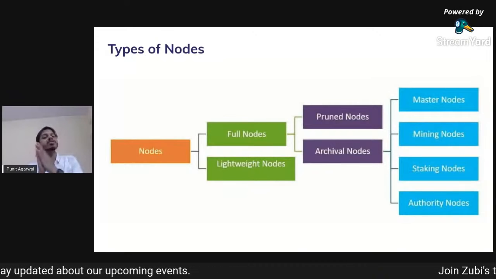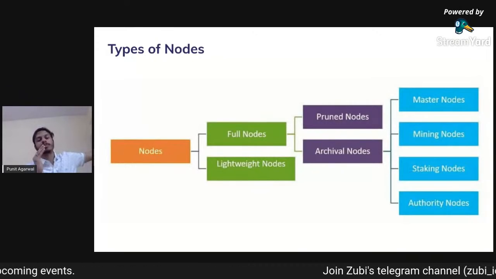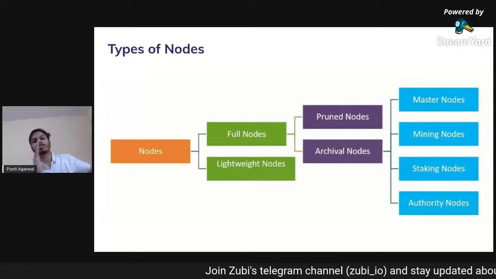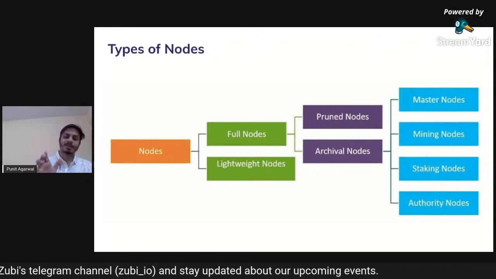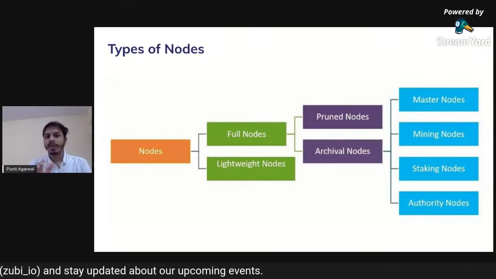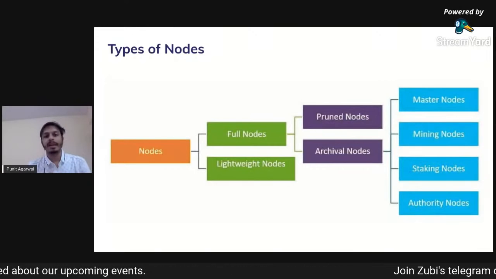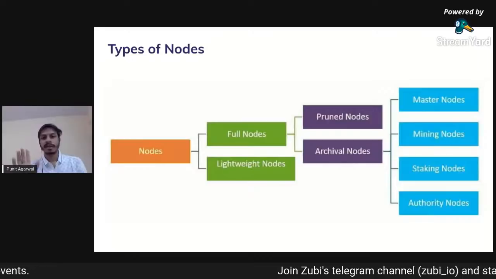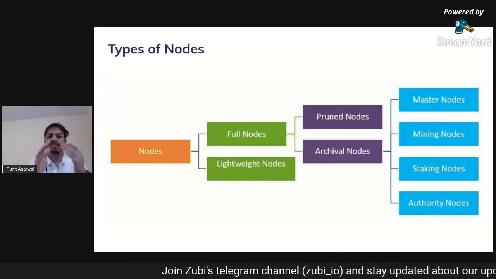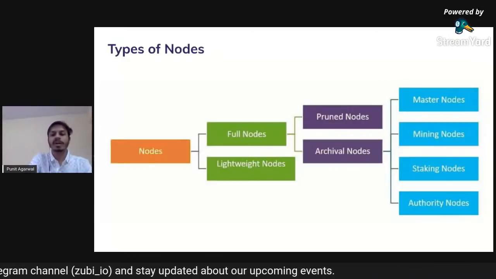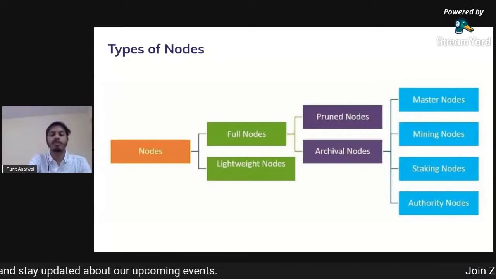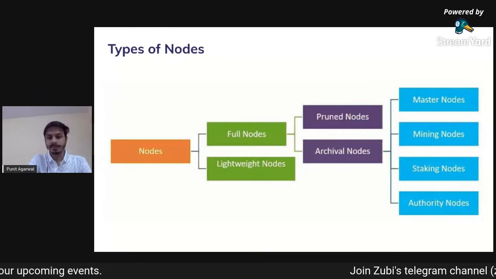So in lightweight nodes, you'll have this summary of all the previous blocks. You won't have the entire details. So when you only have the summary, your data would be less. Hence, it is called a light node. Getting it? So this is the major difference between a full node and a light node. So let's just understand what exactly are the differences between master node, mining node, and so on.